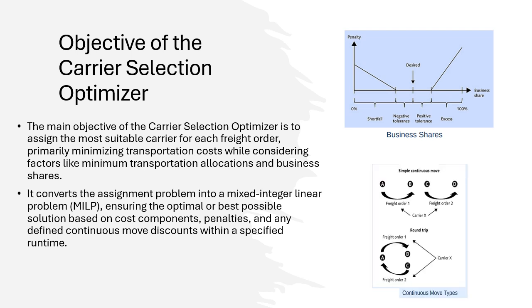And next is continuous move. This figure describes two types of continuous moves: simple continuous moves and round trips. These moves allow carriers to reduce the cost by carrying multiple freight orders using the same vehicle or resource, either on a return trip or sequential routes. Proximity in time and distance between orders influence whether a continuous move is allowed or not.